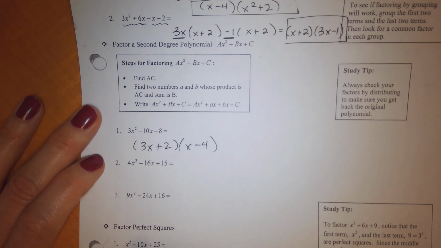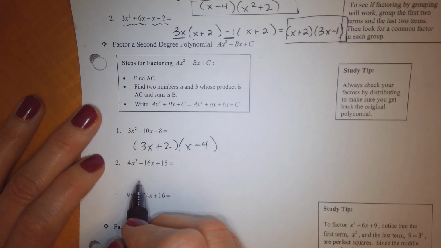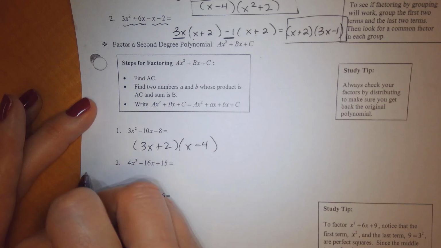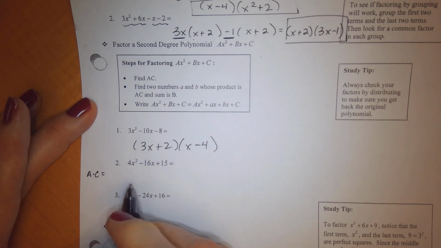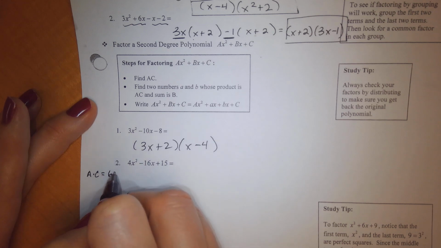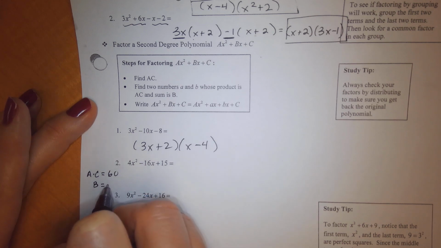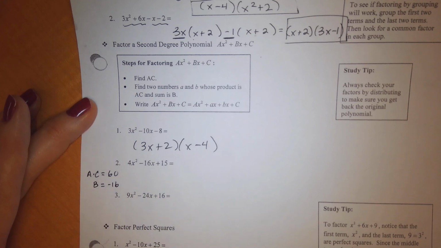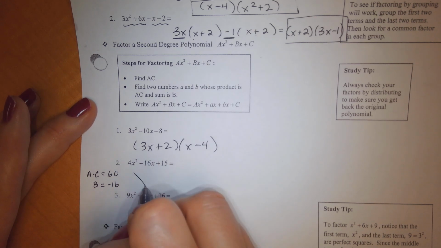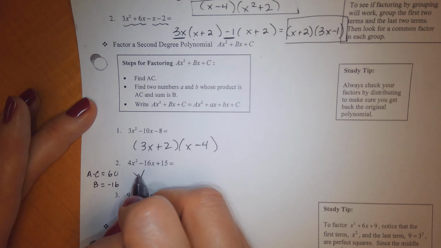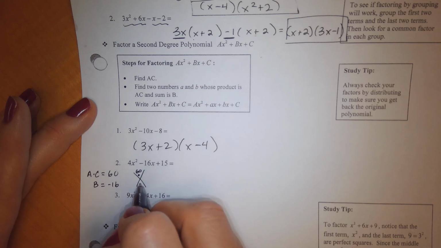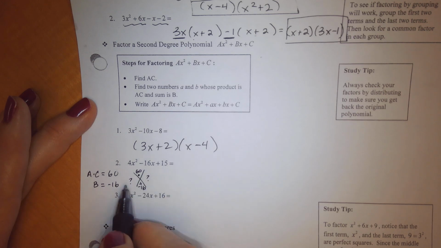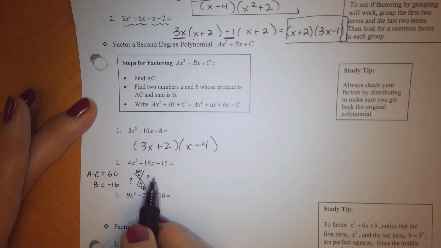Okay? So in this one, the first thing we did is we decided what a times c was. So a times c is 4 times 15, which is 60. And b is negative 16. So what I'm trying to find are two numbers that will multiply to make 60, but will add up to negative 16. So what are those two numbers that when you multiply them together you get positive 60, but when you add them together you get negative 16.